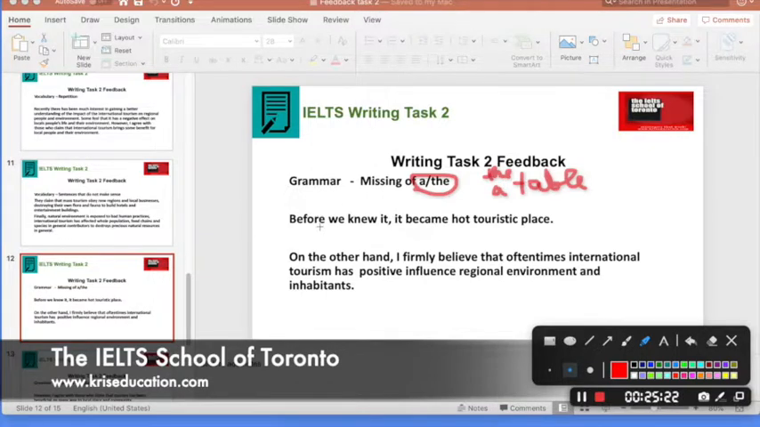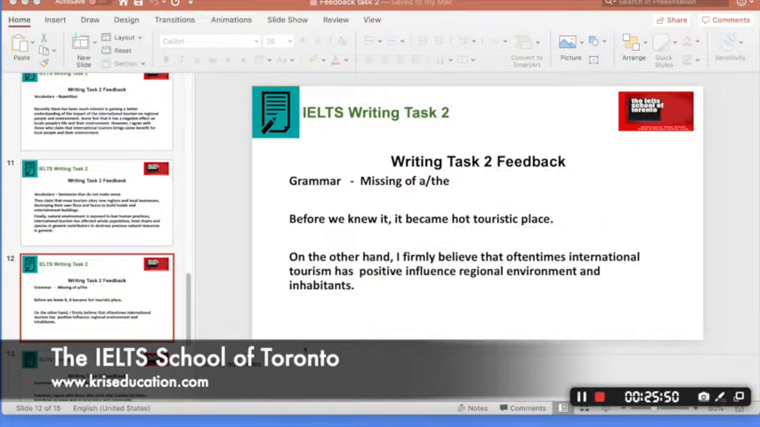So before we knew it, it became a hot touristic place. Place is a countable noun. On the other hand, I firmly believe that oftentimes international tourism has a positive influence. So influence is countable, you need a. So be careful with this. Please do be careful, because these are very basic mistakes, and if you keep making these basic mistakes, your grammar actually goes to 5.